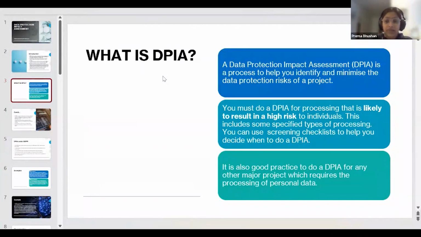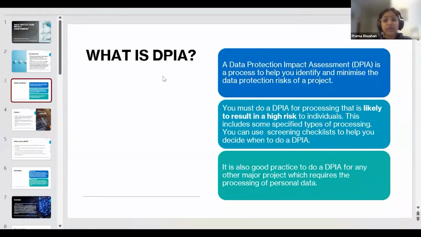You must do a DPIA when the result is likely to be high risk. Remember the word likely, it doesn't have to be 100% sure. Even if you are 30% sure that this may result in high risk to data, you should do a DPIA there. That's why the word likely is being used.